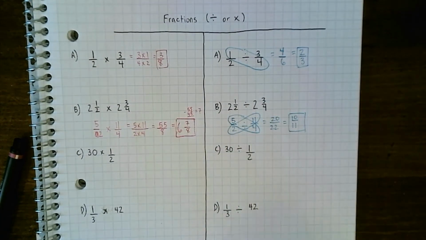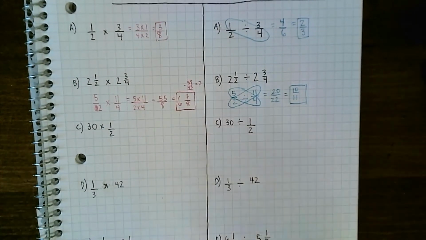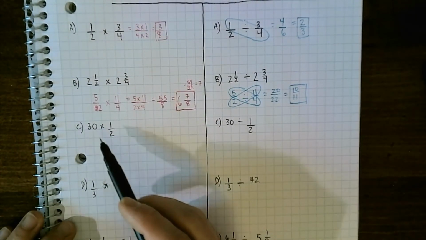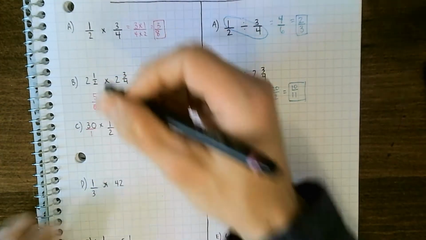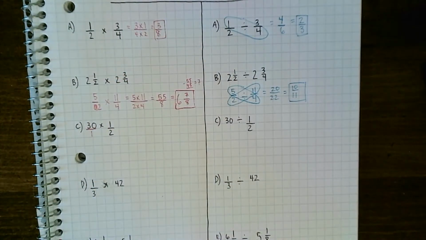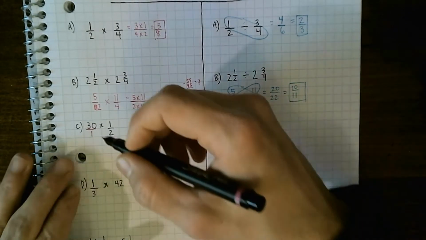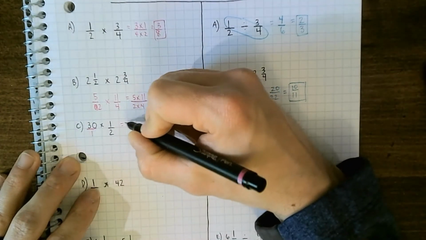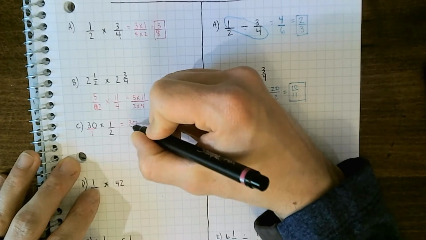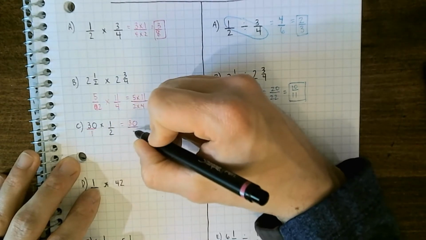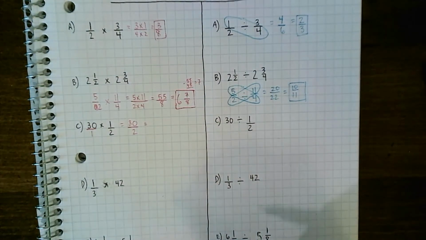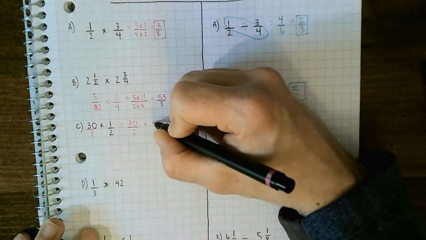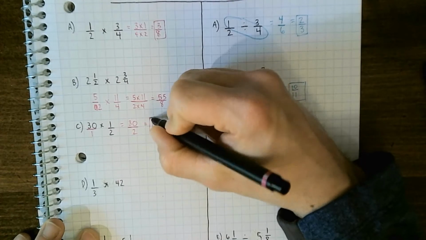Okay? Let's keep going. Let's look at C. 30 divided by 1/2. Here, we're dividing a whole number by a fraction, so we just need to do one small step of putting a 1 underneath our whole number. Now we're ready to go. So the top number is going to be 30. That's my numerator. The denominator is 2. 30 over 2 is better known as a nice even whole number. 30/2 equals 15. There you go.